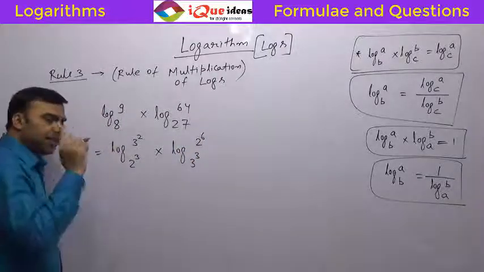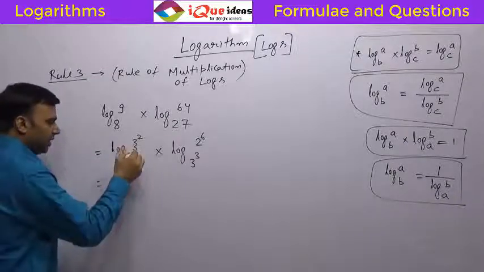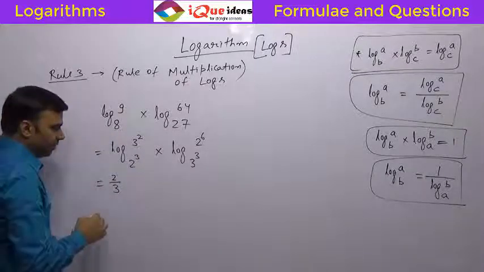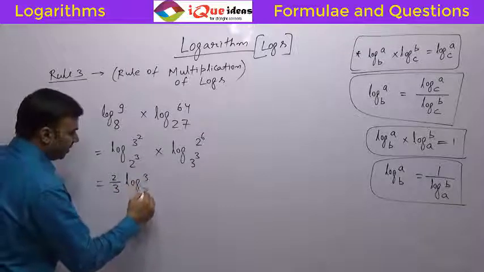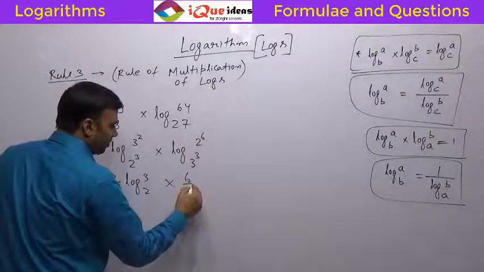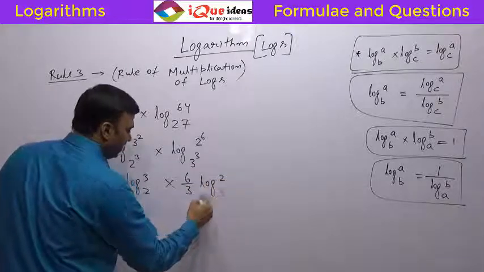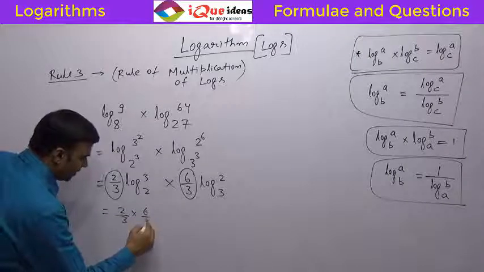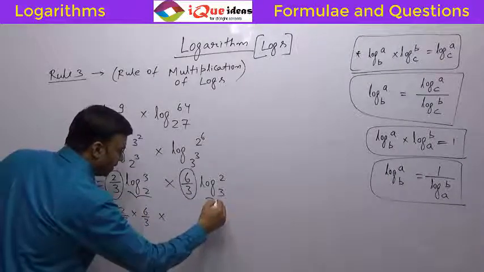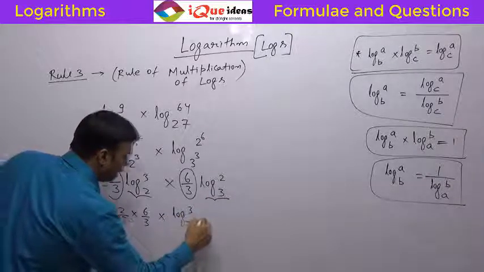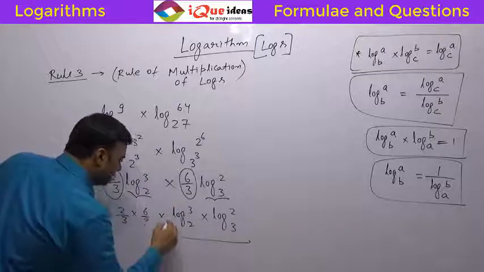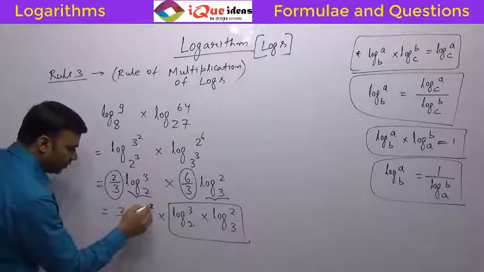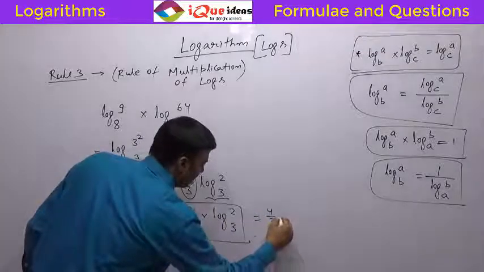Right? Now first let's apply the first rule, that is the rule of power. This 2 and this 3 will come outside, so it becomes 2 by 3. This power comes in the numerator, this 3 comes in the denominator because it is in the base. We have log 3 to the base 2 into, from here this 6 and this 3 will come outside, so 6 by 3, and we have log 2 to the base 3. Now put them together: 2 by 3 into 6 by 3 into log 3 to the base 2 into log 2 to the base 3. As you can see, this portion will become directly equal to 1. This 3 cancels 6 two times and we have 2 into 2, 4 by 3. So the final answer is 4 by 3.